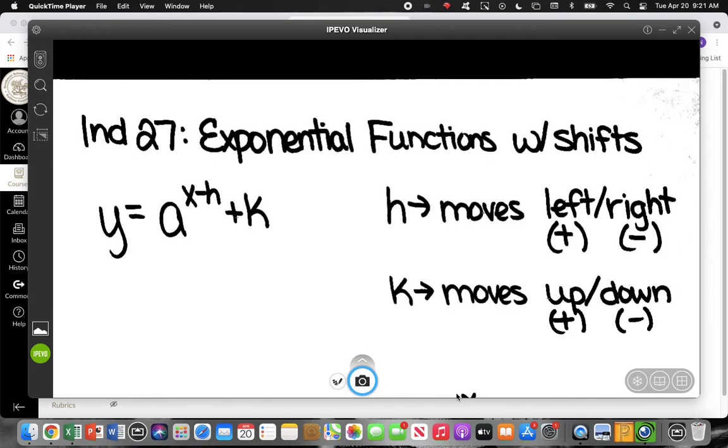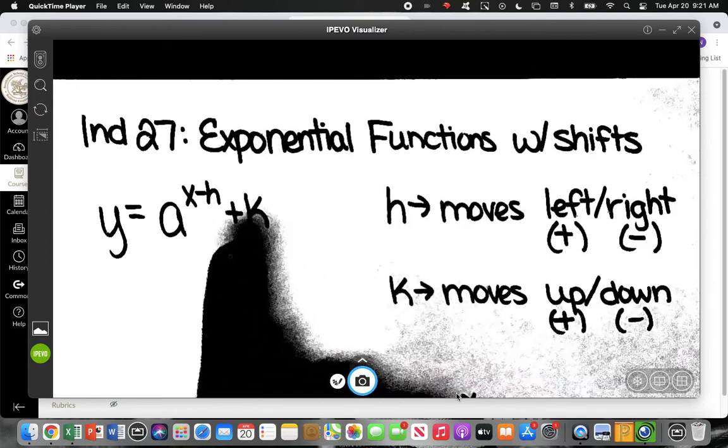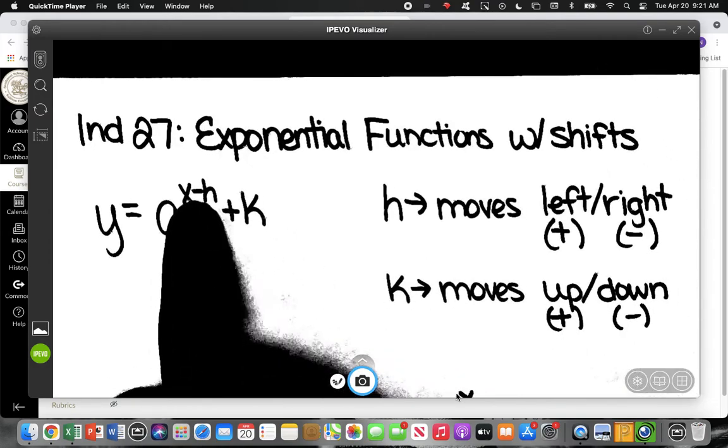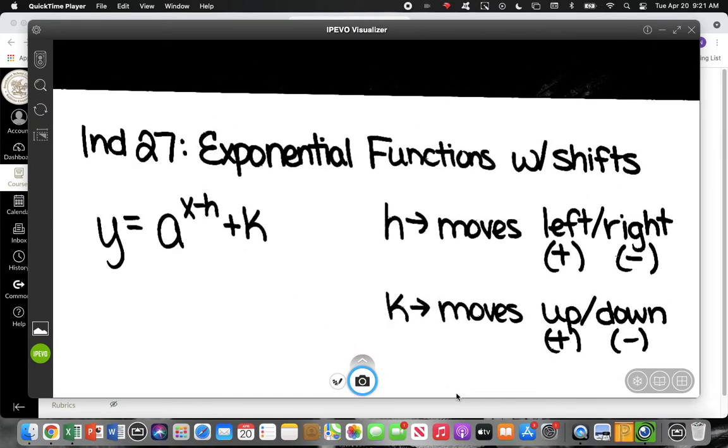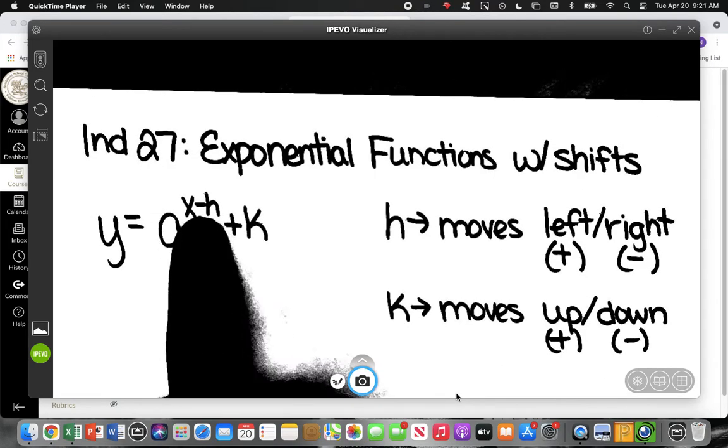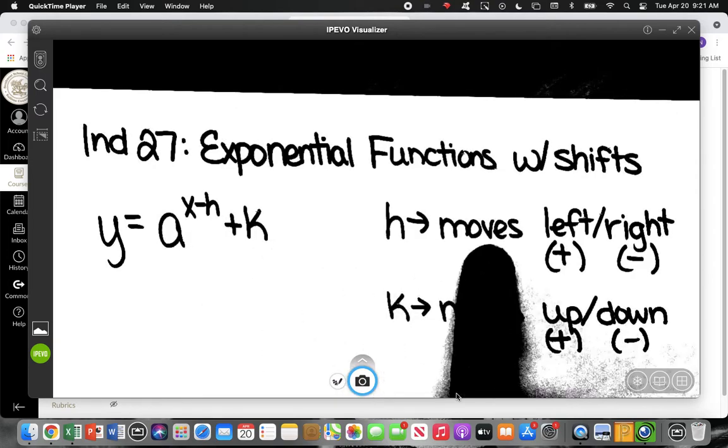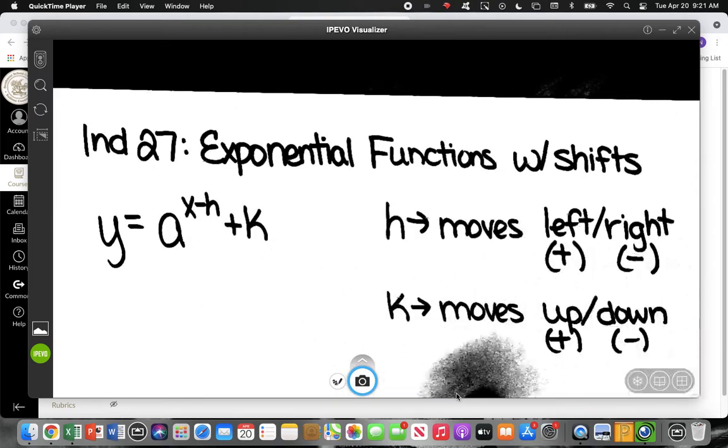So whenever you have an x in the exponent, today we're either going to have a number added or subtracted to the x. So you might see in the exponent today an x plus 3 or an x minus 4 or something like that. If you see a number being added or subtracted, that affects the x-axis. Now, doesn't the x-axis go from left to right? So wouldn't that make sense that if you're adding or subtracting a number to the x, it's going to make the graph move left or right?